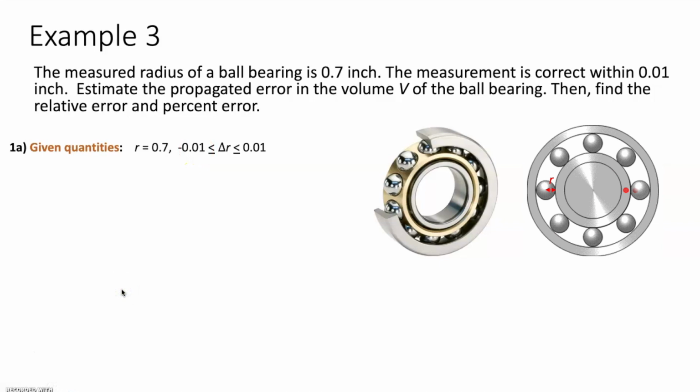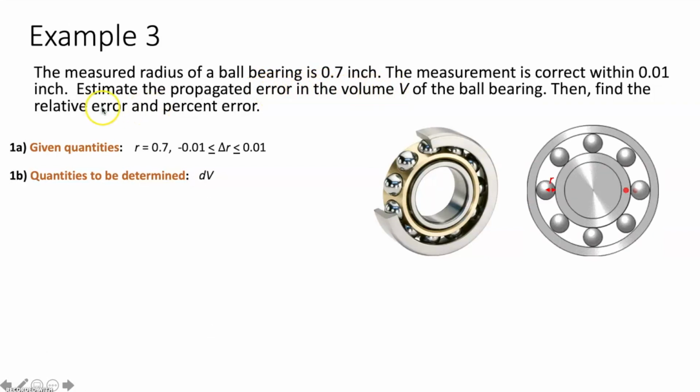Next, we need to state, what are we trying to find? What are our quantities to be determined here? Well, we want to estimate the propagated error in measuring the volume. Now, remember, propagated error is just code for d whatever. So in this case, we're estimating the propagated error in the measurement of the volume. So that would be dV. That's what we're looking for.